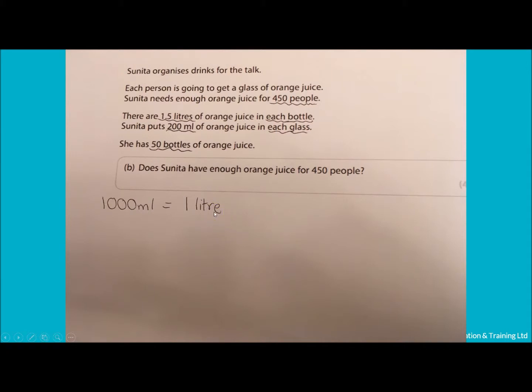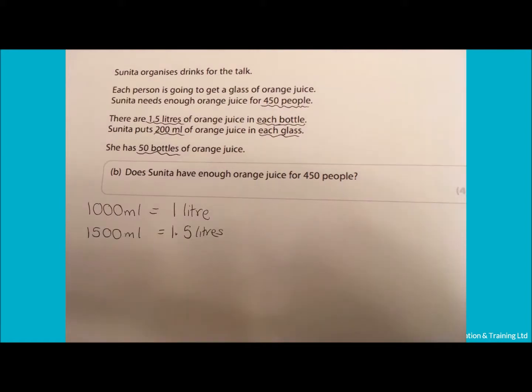Now I need to know the fact that there's 1,000 mils in a litre. It's not going to tell me that. I have to have memorised that fact. I can then say that 1.5 litres is 1,500 mils. So I can work that out just by saying it's a litre and a half again. So now I've got everything all in millilitres rather than in mixed units.